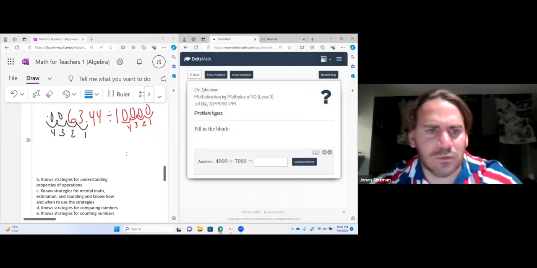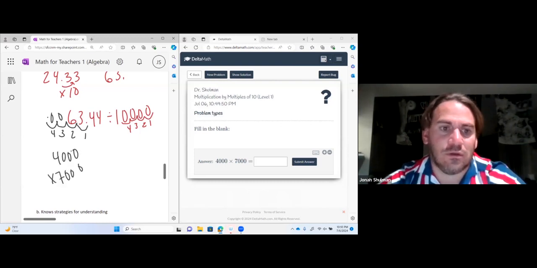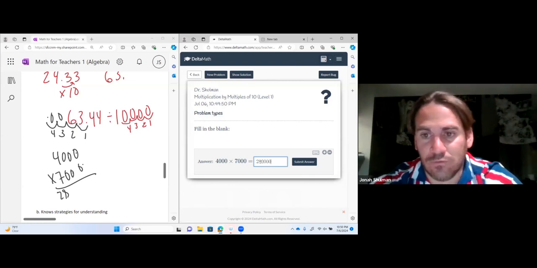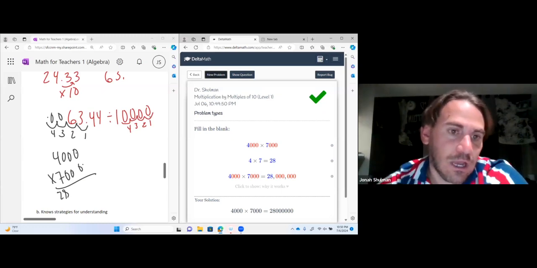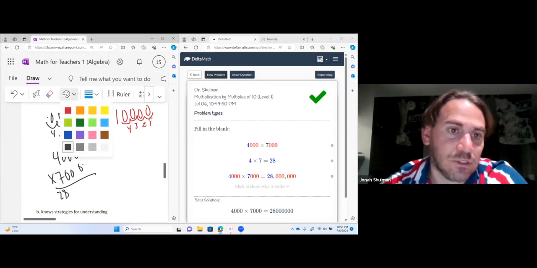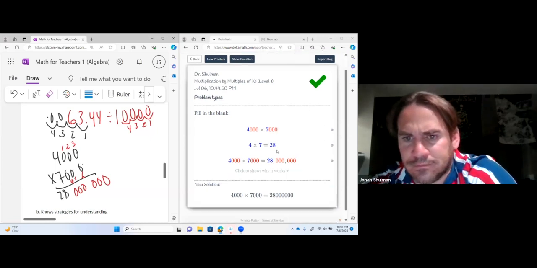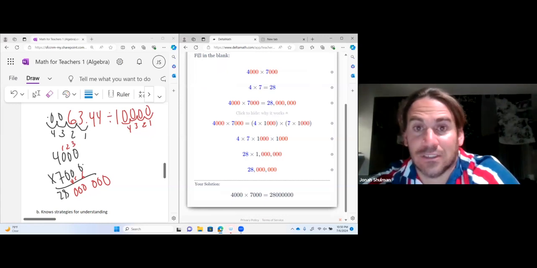So multiply by multiples of 10. Ooh, here we go. We got 4,000 times 7,000. What's a good way to think about it? It's 28, and then we have 1, 2, 3, 4, 5, 6 zeros. Let's see if that works. 28, 1, 2, 3, 4, 5, 6. Nice. So what did I do? I multiplied the top two numbers, and then I counted the zeros, 1, 2, 3, 4, 5, 6. That's what they did too. Ooh. And there's why it works. I just counted the zeros.